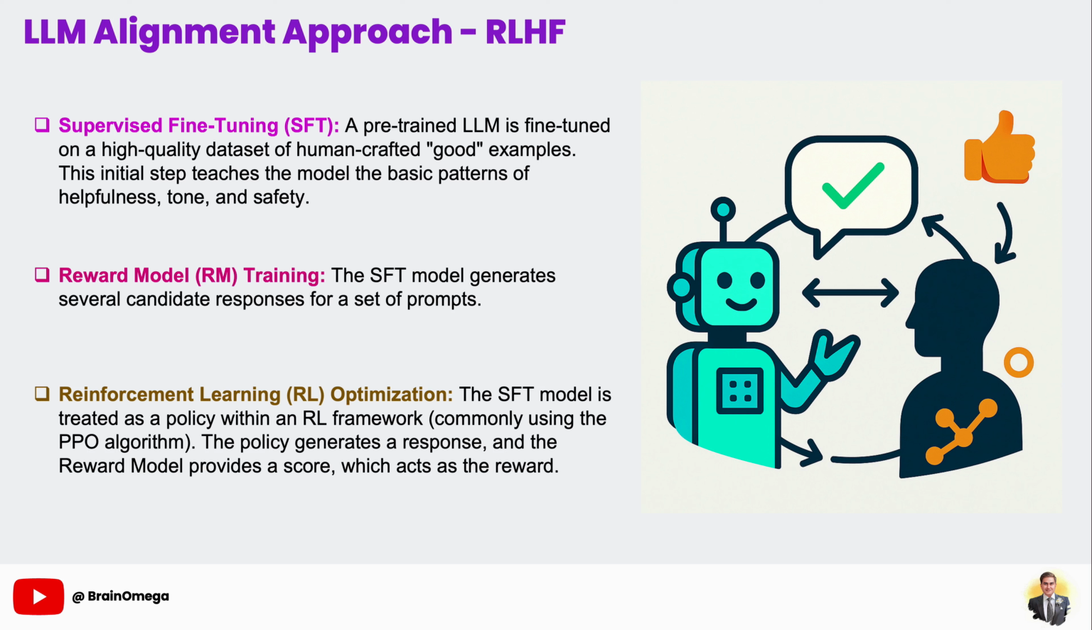It's essentially a cycle of trial and error at a massive scale, where the model learns to consistently produce outputs that it knows will be scored highly by the human-calibrated reward model. So, in short, we first show it what good looks like, then we build a judge that understands our preferences, and finally, the model practices in front of that judge to perfect its behavior. This sophisticated three-step process is the engine behind today's most capable and aligned LLMs.